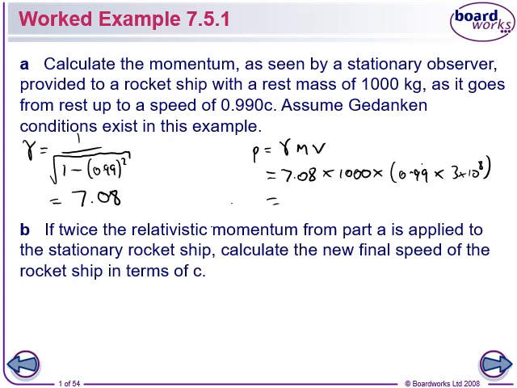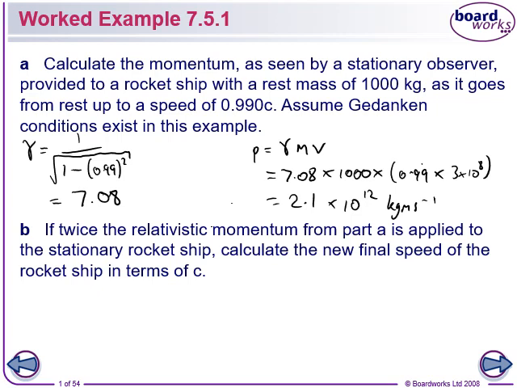So I get 2.1 times 10 to the 12. Excellent. 2.1 times 10 to the 12. Now this is momentum, so kilogram meters per second. Okay. So this number here is sort of meaningless to us. It's really hard to visualize what that means. But part B is quite interesting.